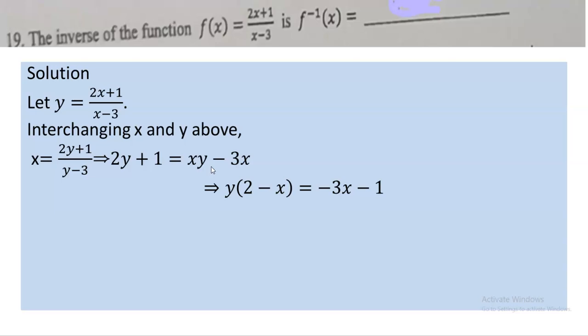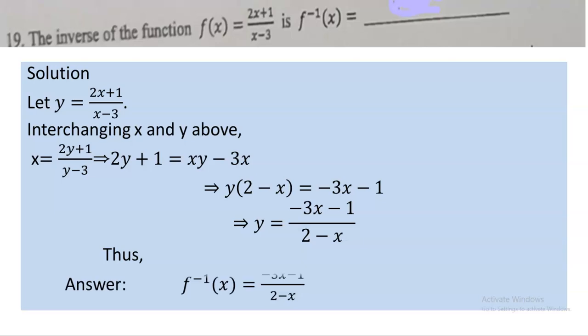Solving for y from this, you can have y into 2 minus x equals minus 3x minus 1. So again, if you solve for y, you'll obtain this to be minus 3x minus 1 over 2 minus x. So here you can consider your inverse function to be the function minus 3x minus 1 over 2 minus x.